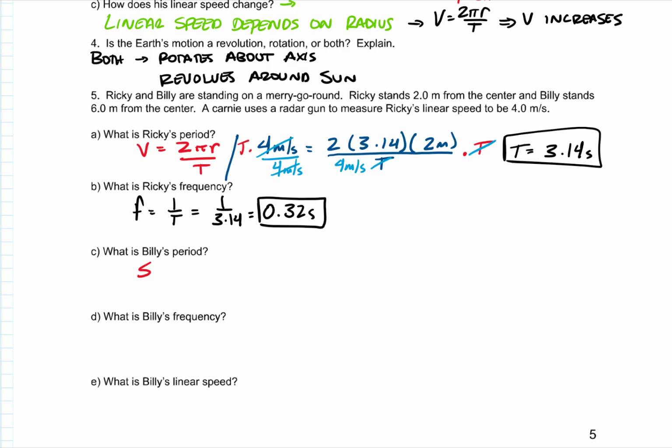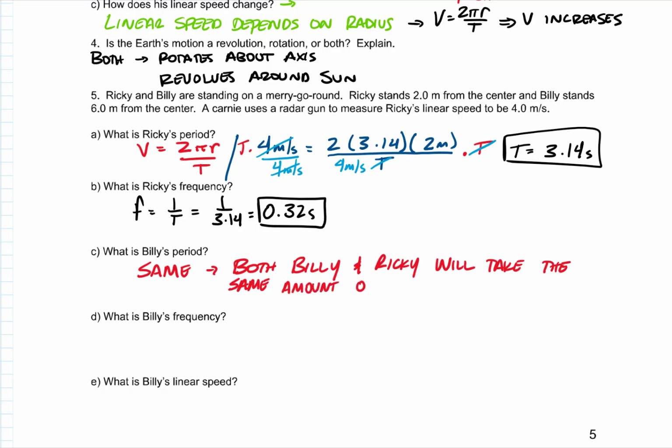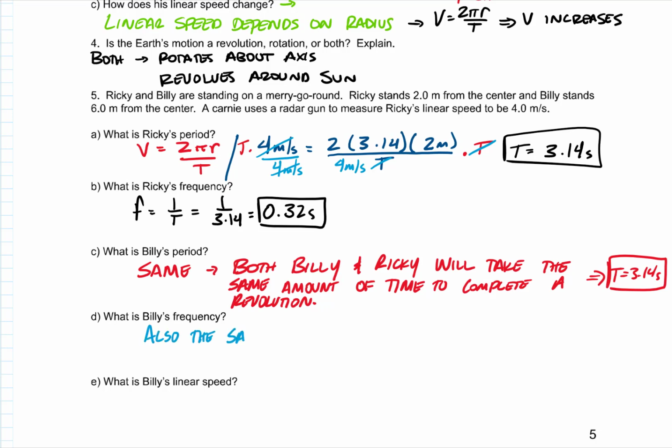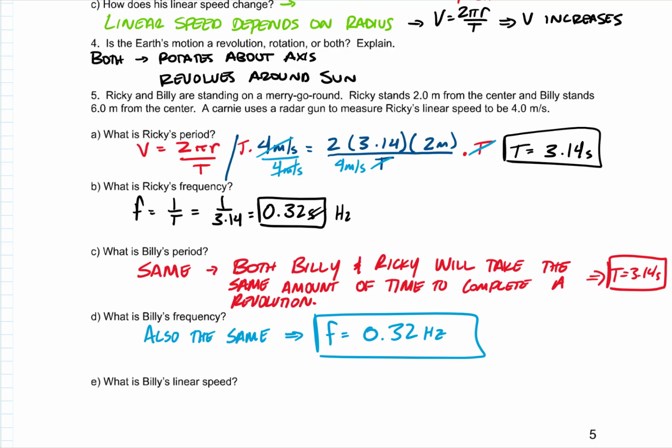What's Billy's period? It's the same as Ricky's period. They are both going to have a period of 3.14 seconds. They're going to take the same time to go around. Same amount of time to complete a revolution. 3.14 seconds. What's Billy's frequency? Also the same. They will do the same number of revolutions per second. It's 0.32 hertz. Okay, we'll change it now.